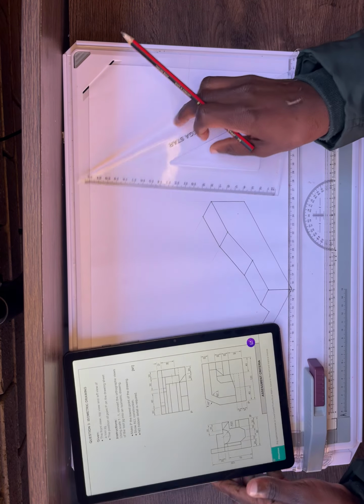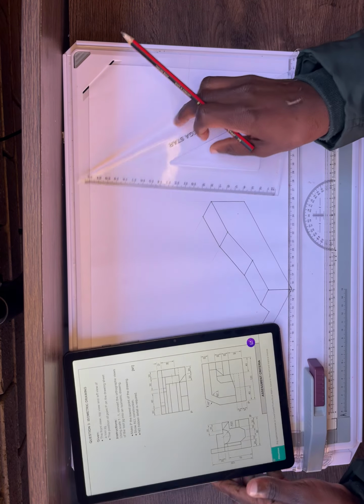I start from here all the way to here. Oh, why did I do that? 20. Then I can now join here. Remember, this is a non-isometric line. You draw it by getting two isometric lines, and then you join. Then now I am done with this piece.